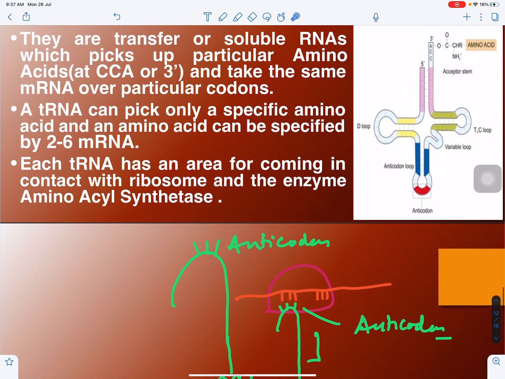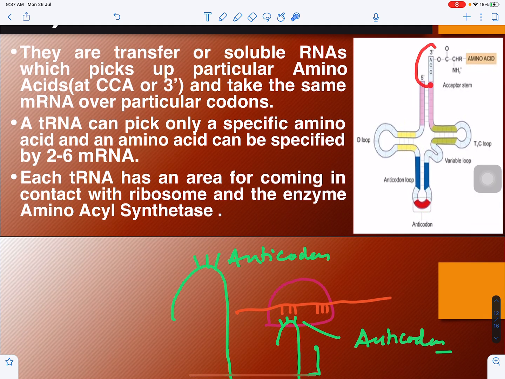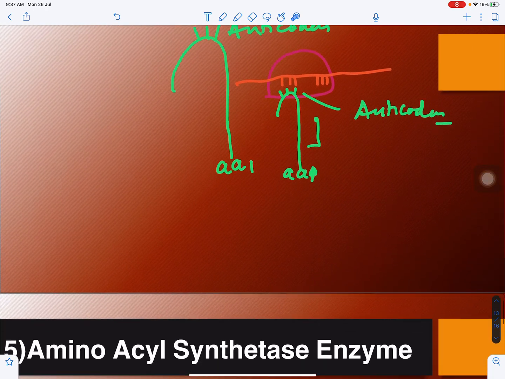In transfer RNA, we can see here this is the site called the CCA site. This is the amino acid accepting site. And this part is the anticodon loop, this is the D loop, and this is the T pseudouridine C loop. These loops help in binding to the ribosomes, but this end carries the amino acid, and opposite to it lies the anticodon loop. So this is the structure of transfer RNA, which helps in protein synthesis.